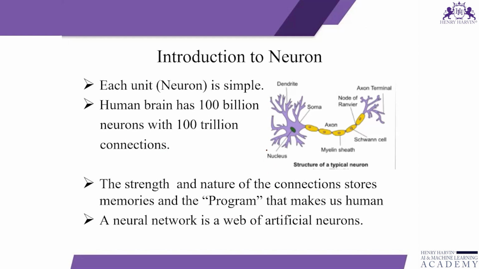So let us study the major components of a neuron. The first one is the dendrites. The dendrites take inputs from other neurons in the form of electrical impulses. The next one is the cell body. It generates inferences from those inputs and decides what action to take. The next one is the axon terminal. It transmits outputs in the form of electrical impulses.